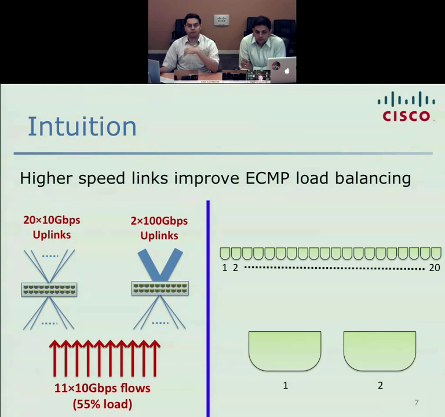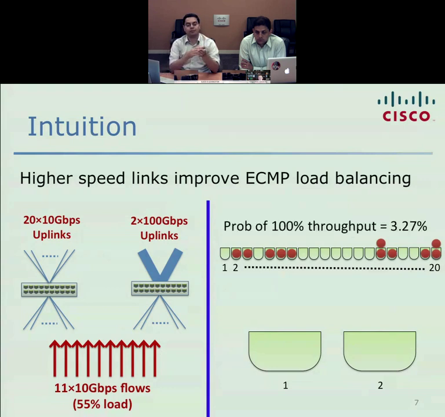What we're basically doing is spraying these 11 balls randomly across these bins. When we do this in the top case, it's very unlikely that all the balls will land in distinct bins. If you do a simple calculation, you see that the probability of that happening is only 3.27%. So there's only a 3.27% chance that we'll get 100% throughput. What actually happens is it's quite likely that at least two balls land in the same bin. That's basically a hash collision, and you lose throughput.